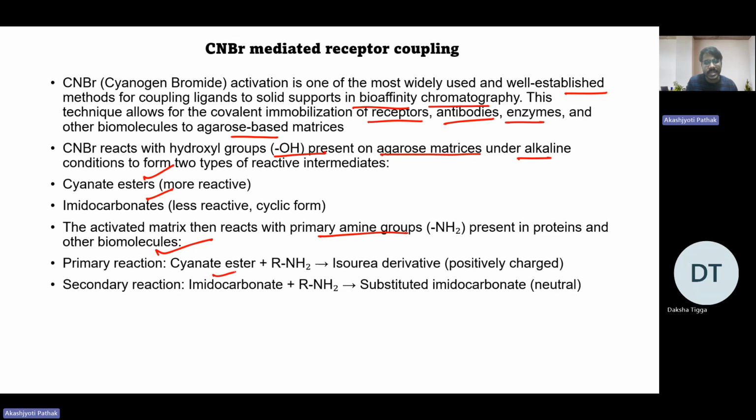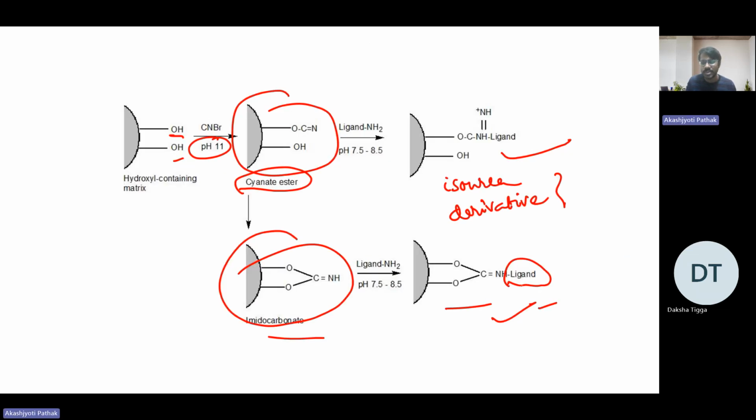If cyanate ester reacts with the free amine group present on the receptor, then it will give an isourea derivative. But if the imidocarbonate reacts with the free amine group, then it will give a substituted imidocarbonate. Your isourea derivative is positively charged, but your substituted imidocarbonate is neutral. Okay, this is neutral, while this is positively charged. So it can act as a cation exchange chromatography column.